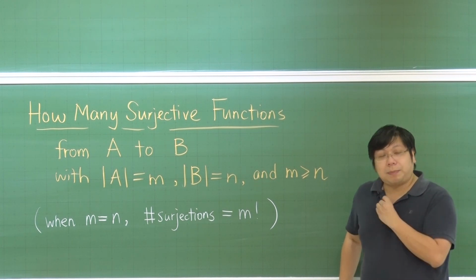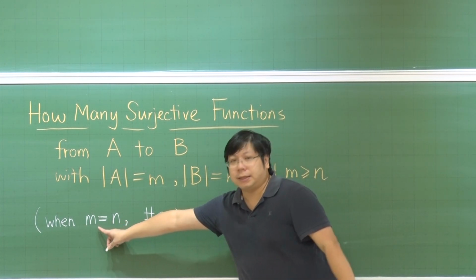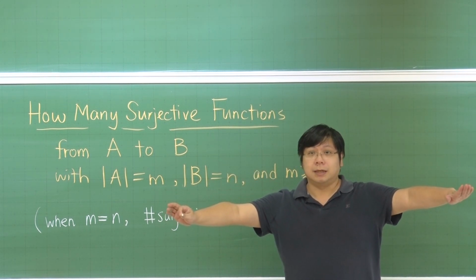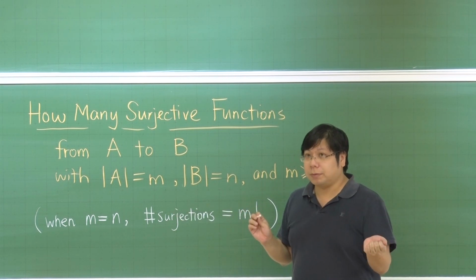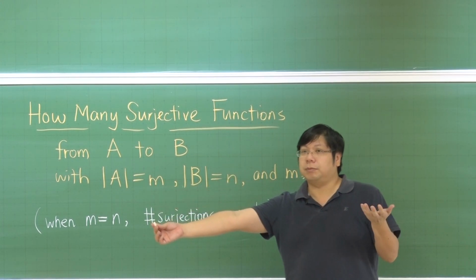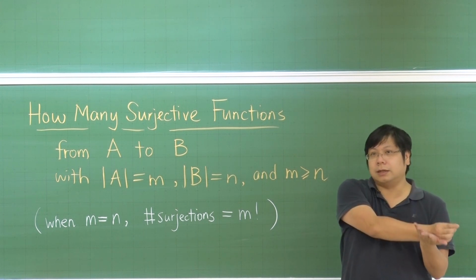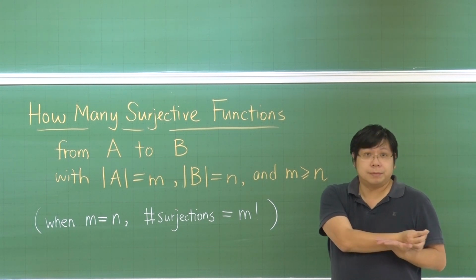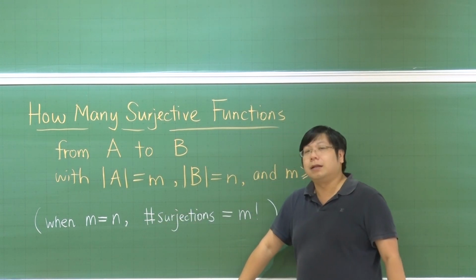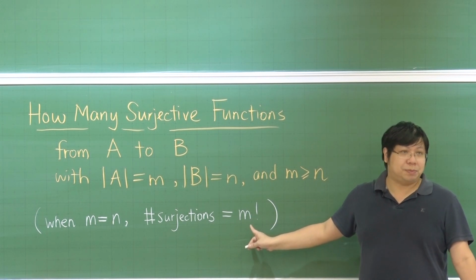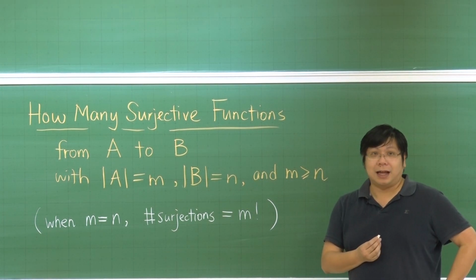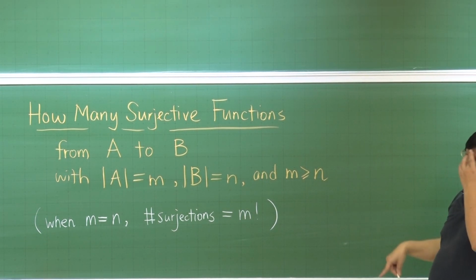Now we have talked about a special case already, the case where M is equal to N. That means we have exactly the same number of items in A and in B. In such a case, a surjective function must be a bijection, because each item has to map to each item in the codomain. Otherwise, the codomain cannot be covered up. So when M is equal to N, we are asking how many bijections there are, and it is simply M factorial, because each bijection turns out to be a permutation of the items of A.